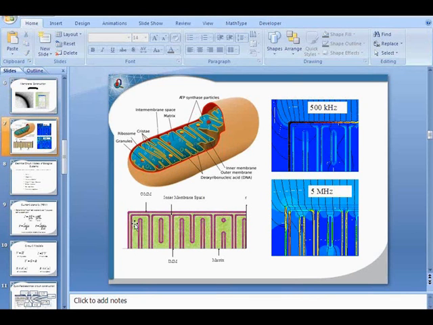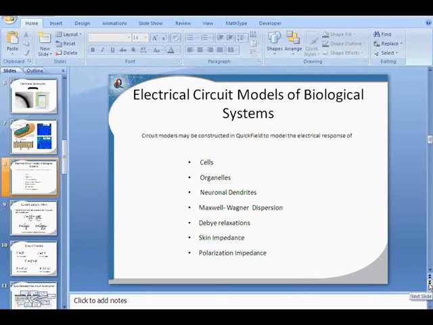We also looked at complex organelles such as mitochondria, modeling the outer and inner mitochondrial membranes, and looking at the AC properties of these organelles for very high and low frequencies, where we establish membrane potential across organelle membranes at very high frequencies, and at low frequencies, the membrane's potential exists on the outer membrane.